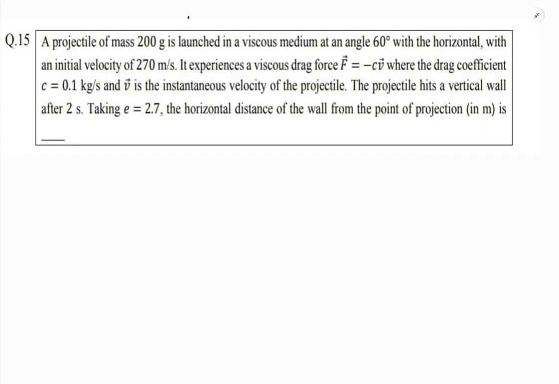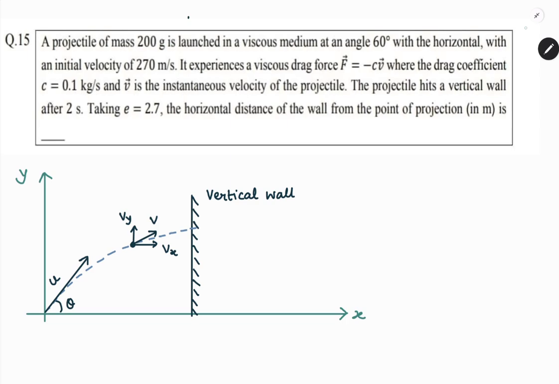So let's get started with the problem. We will first of all draw a diagrammatic situation to understand the problem. So we can understand it graphically like this. This is the point of projection from which this projectile is projected with a speed u at an angle theta, and in the usual case it will be moving in this 2D plane like this and then maybe land somewhere here. But in this scenario we have a vertical wall, and at an instant of time the projectile has a velocity v with two components vx and vy.